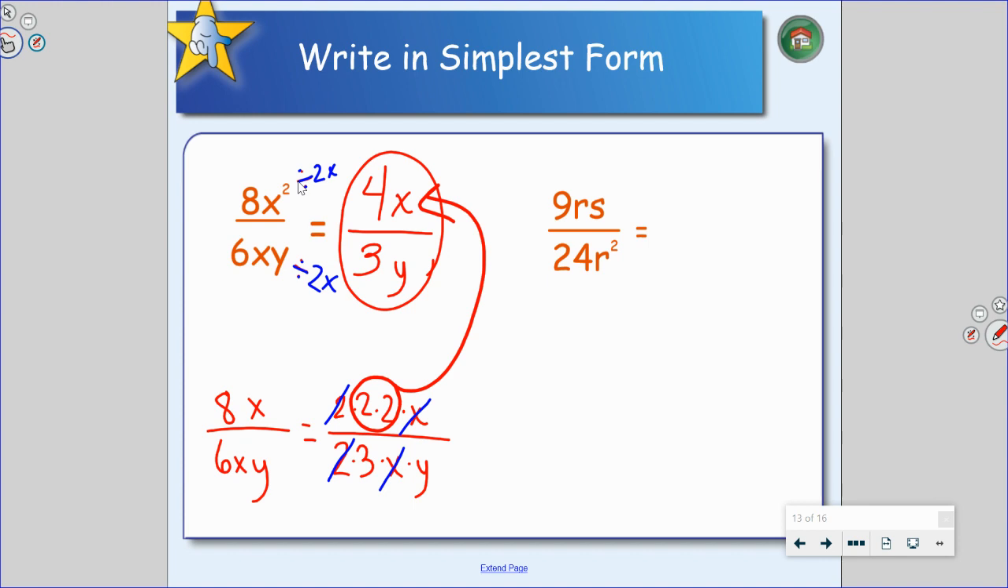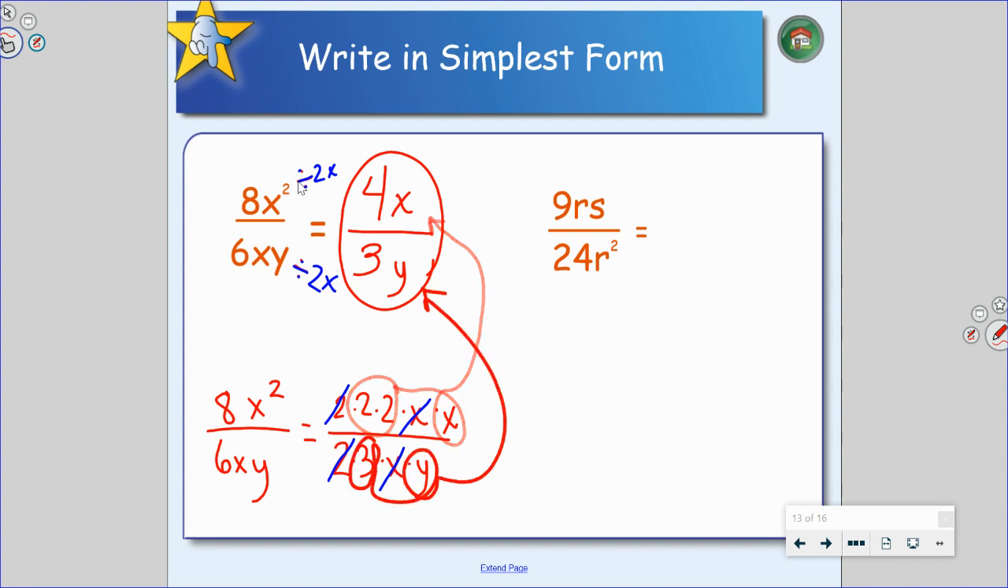oh, Mr. Callan, you didn't copy down the x squared. My apologies, folks. Hey, we all make mistakes. I'm no different. So let's try that again, shall we? We divide by 2x and we get 4x. We divide by 2x in the denominator, and not to your surprise, we'll get 3y.